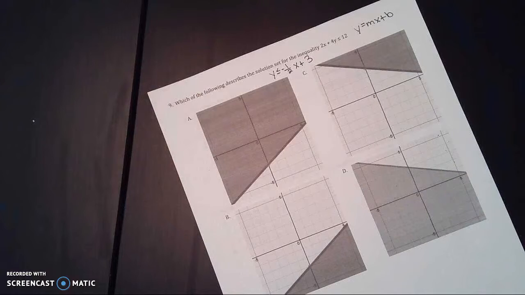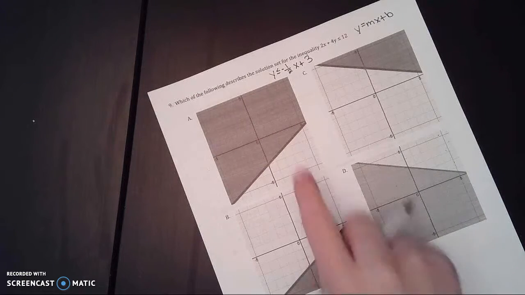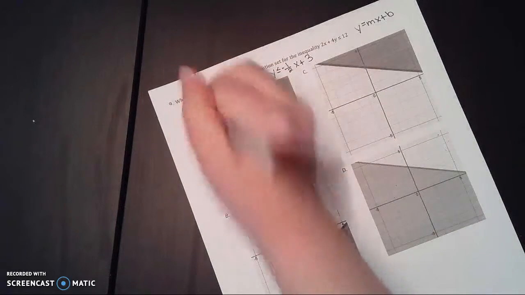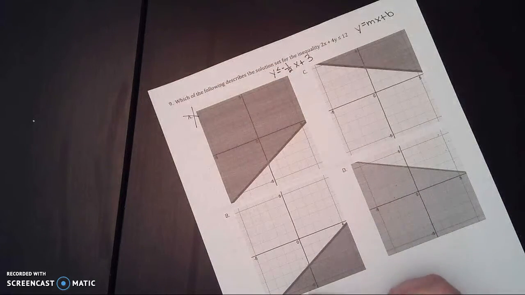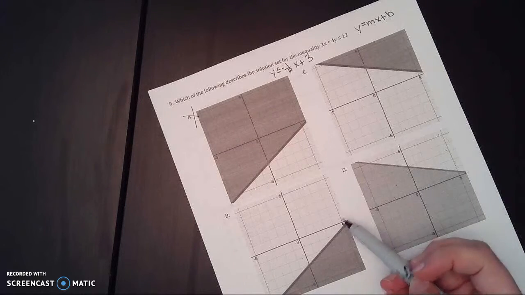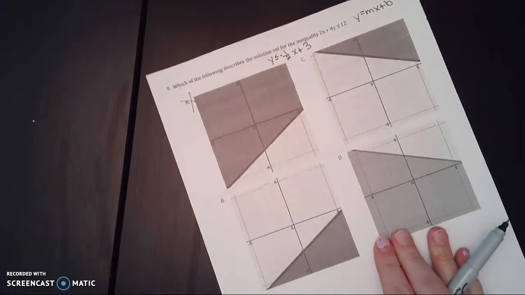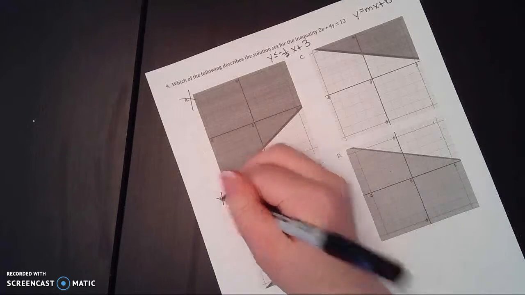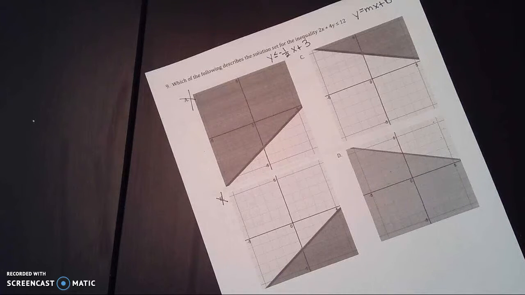Okay, so automatically I can eliminate A because it's a positive slope, so that one goes away. I can automatically get rid of B because it's also a positive slope. That line is going upwards. So I can cancel that one and get rid of that. Now I got to choose between C and D.